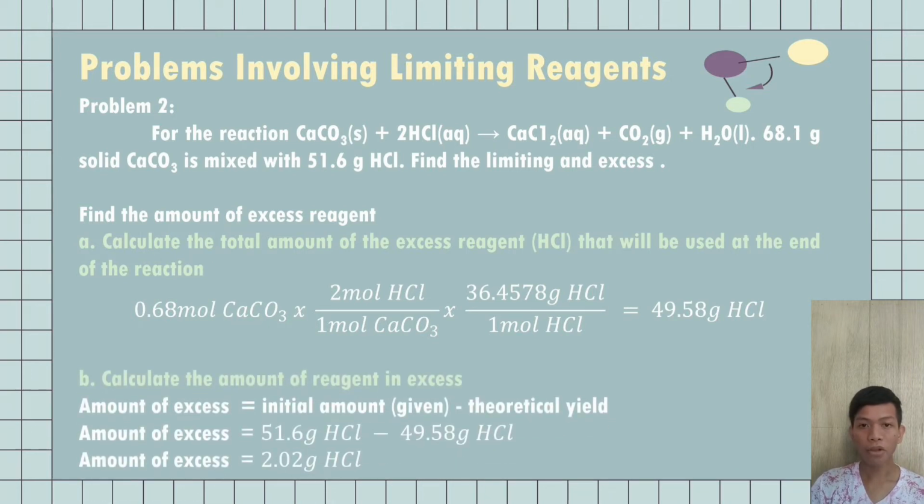Now to find the amount of reagent in excess, we will subtract the total amount used, which is 49.58 grams, from the initial amount of hydrogen chloride, which is 51.6 grams. We will have 51.6 minus 49.58, which is equal to 2.02 grams. So this means that for this problem, the limiting reagent is calcium carbonate and the excess reagent is hydrogen chloride, with an excess of 2.02 grams.